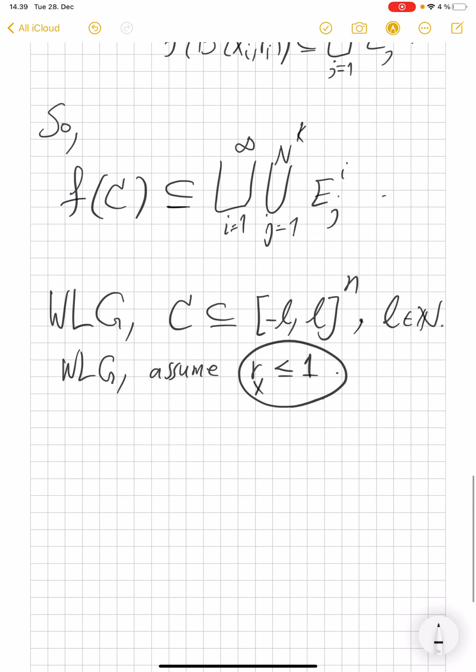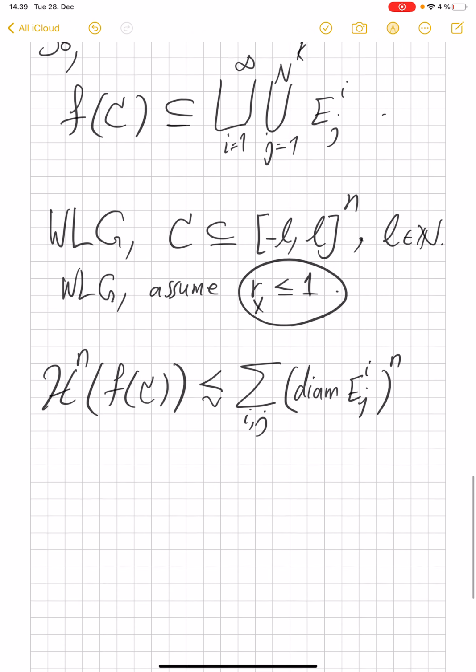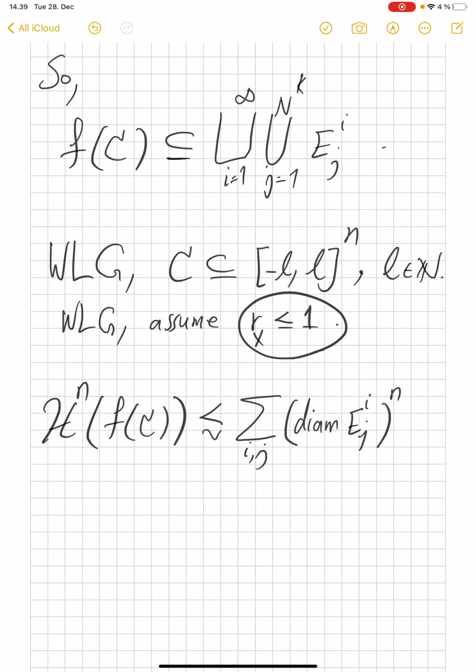Anyway, what then happens is the following. Let's estimate H^n of f of C. We want to show this is 0. That's the ultimate goal, remember. Up to the scaling factors in the definition of Hausdorff measure and whatnot, this will be the sum over i and j of the diameter of E_ij to the power n. We're computing the n-dimensional Hausdorff measure. And this will be comparable to, since each one of them is comparable to r_i over n, this to the power n.